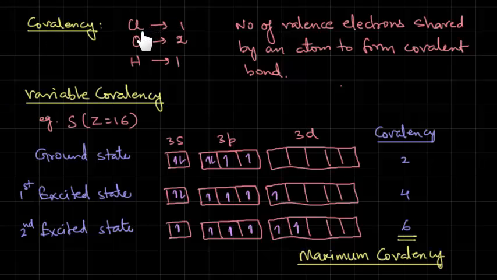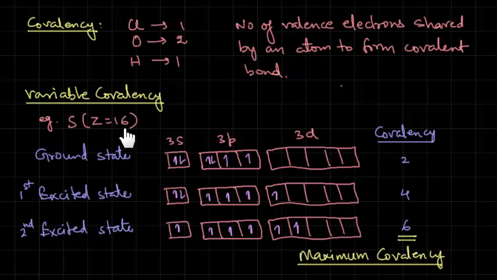Covalency. Let's take an example first before we get into the definition. For chlorine it's 1, for oxygen it's 2, for hydrogen it's 1. This is the number of valence electrons shared by an atom to form covalent bond. Pretty straightforward. Again, variable covalency.